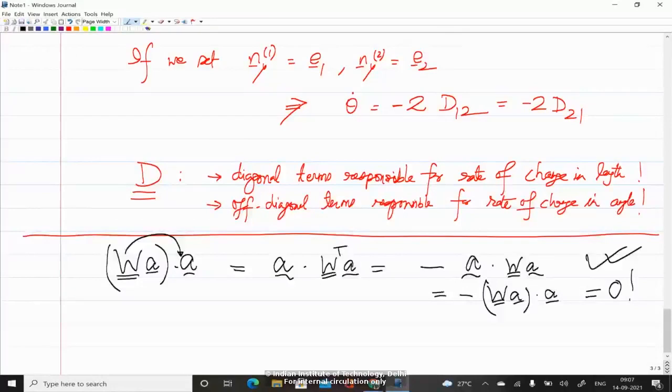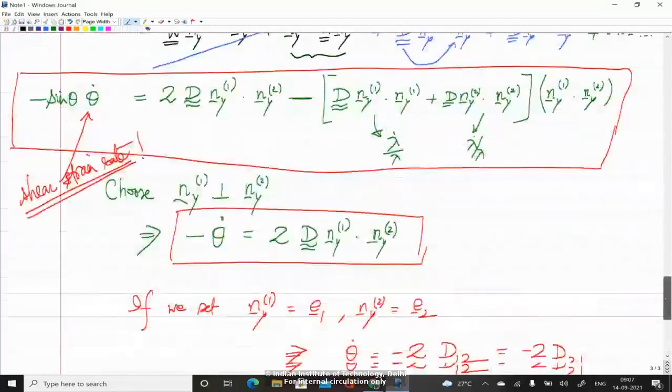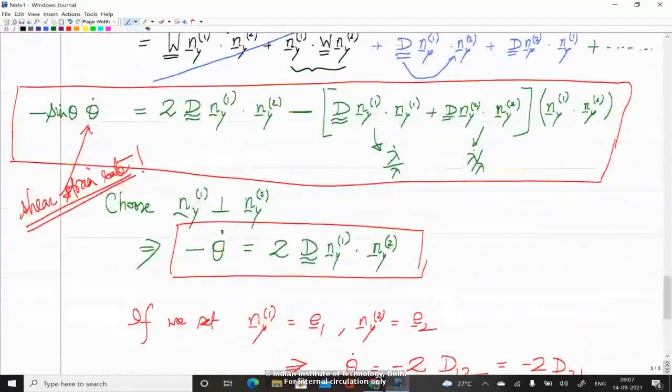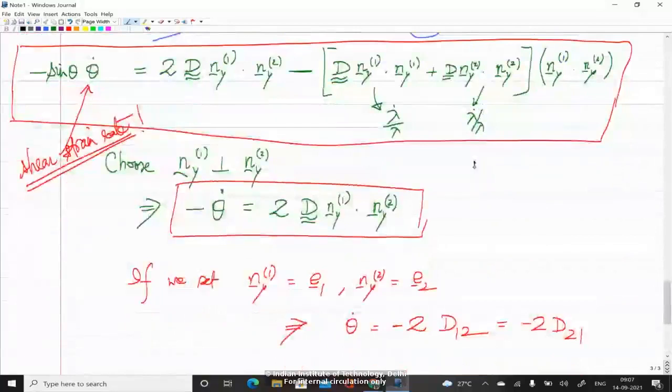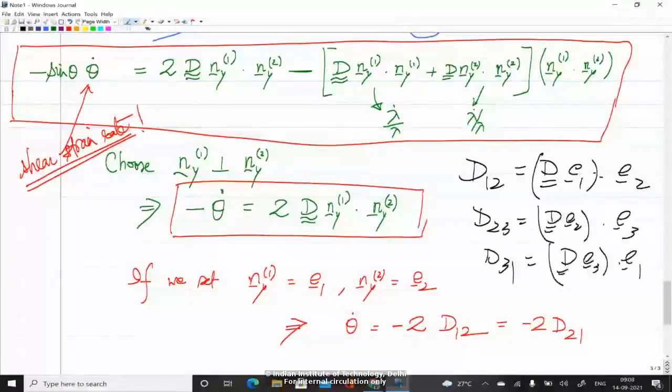Sir, like you said, the off-diagonal terms are responsible for rate of change in angle. But just to visualize that, you said you assume ny1 is equal to e1 and ny2 is equal to e2. So is it valid for that particular case or is it valid for all the cases? See, the off diagonal terms, when will you get that? For example, D12 is DE1 dot E2. Similarly, D23 is DE2 dot E3, and D31 is DE3 dot E1, right?